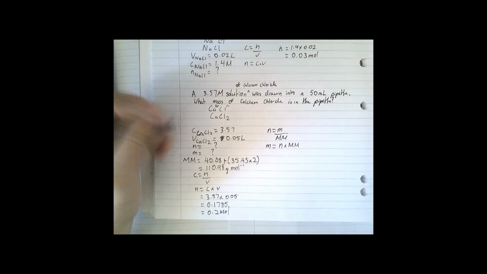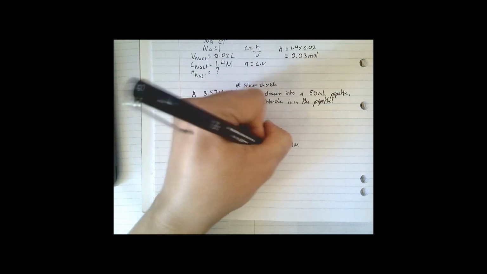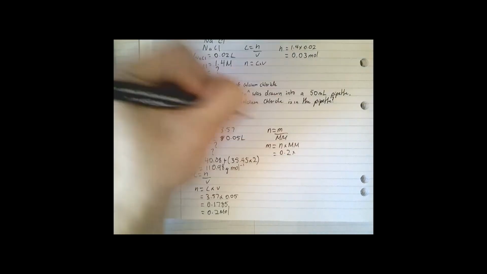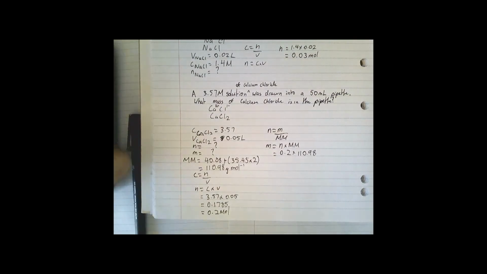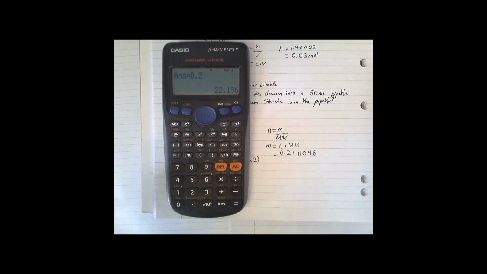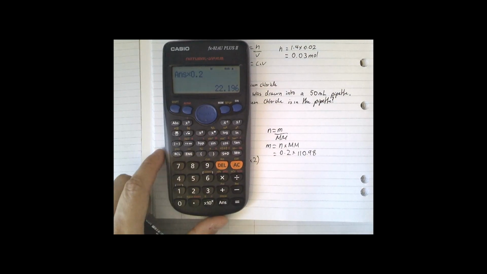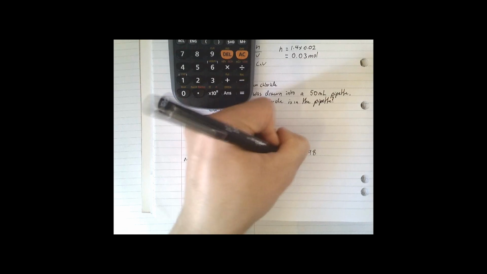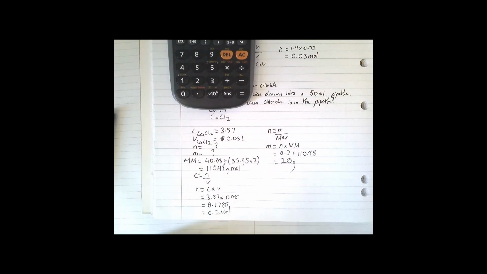So my mass is going to be equal to 0.2 times 110.98. So that's going to be 22.196. But again, we have to report to one significant figure. So we're going to be writing that as 20 grams. And there you go, some simple calculations involving concentration.